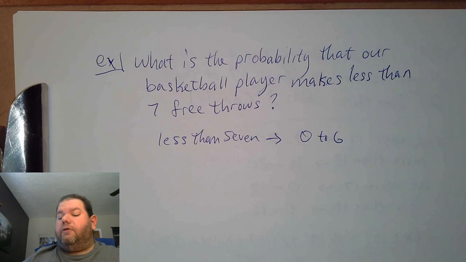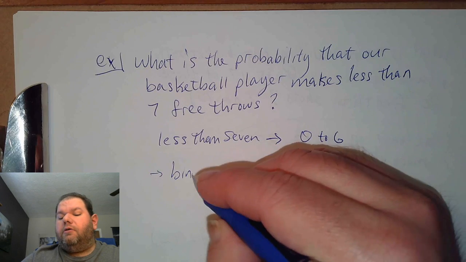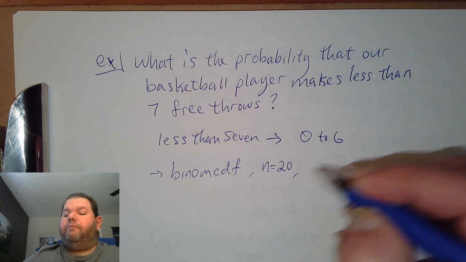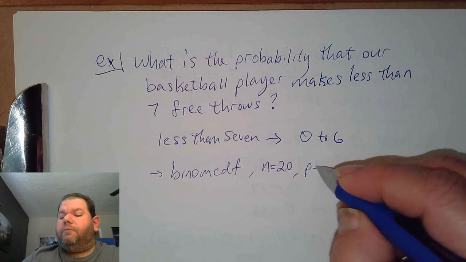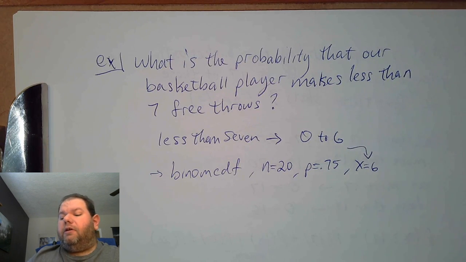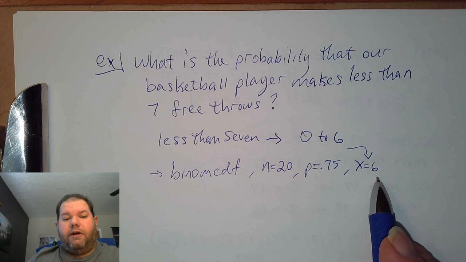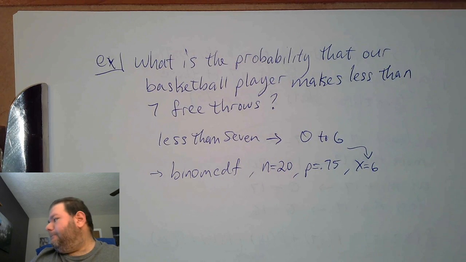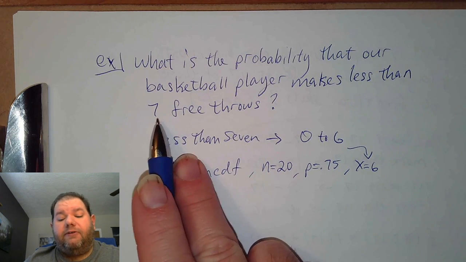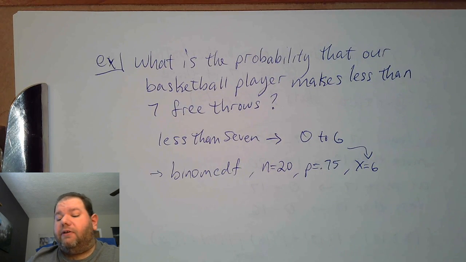Good. So when we put this into the calculator, we'll use Binomial CDF. n equals 20, p equals 0.75, and we'll use x as 6. Whatever the highest value here is, 0 to whatever, that's the number we use for x. And that's why we have to be careful, because we would be very tempted, the way the question is worded, to try to use 7 as our x value, but in fact it's 6.